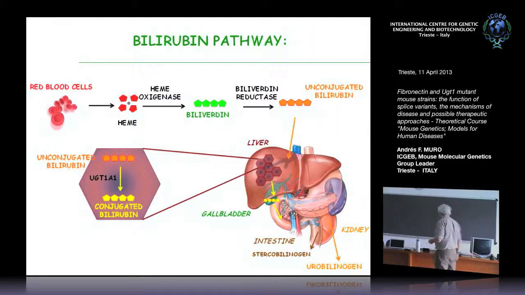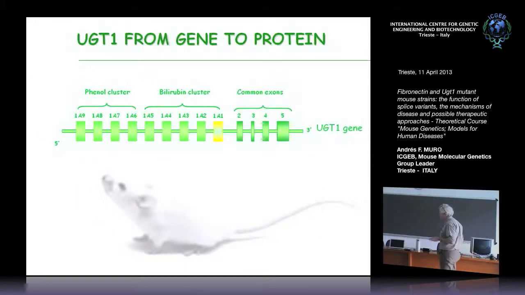it enters the intestine, where it is converted into stercobilinogen, and part of this is reabsorbed by the intestine, and then it is eliminated as urobilinogen in the urine by the kidney. So this step is very important. If this enzyme, UGT1A1, is not active, then we have a lot of this unconjugated bilirubin, and this unconjugated bilirubin is toxic.